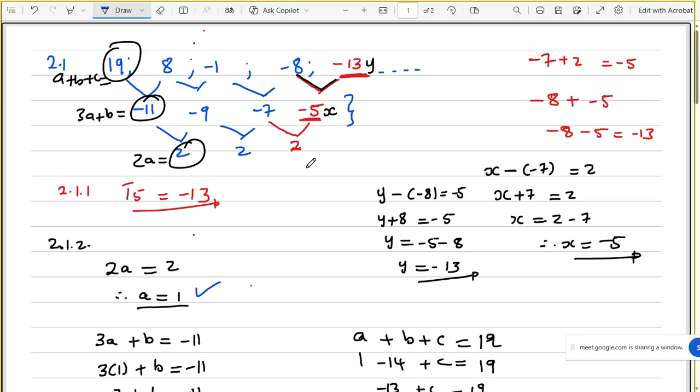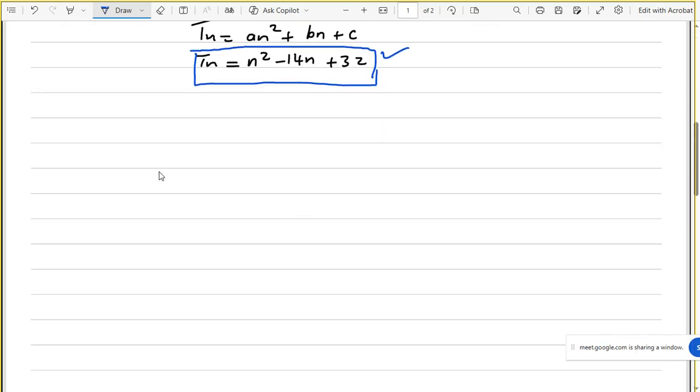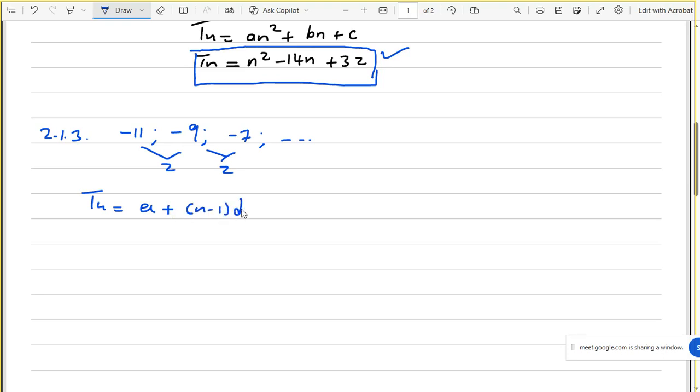So this is minus 11, minus 9, minus 7, minus 5. So on 2.1.3, this is minus 11, which is the first difference, minus 9, minus 7, and so on. Now the difference between these is 2. So what is the general term? What is Tn? It's a plus n minus 1 times d, which gives us the general term: a is minus 11, plus n minus 1 times 2. And when you solve this, you get minus 11 plus 2n minus 2.